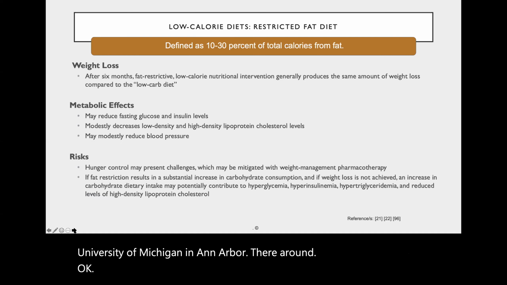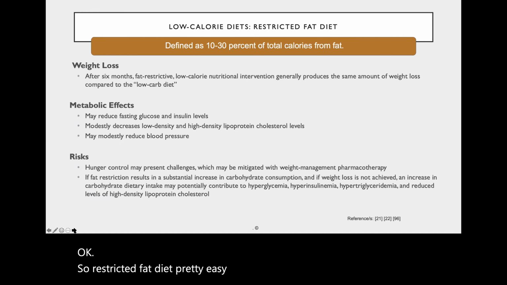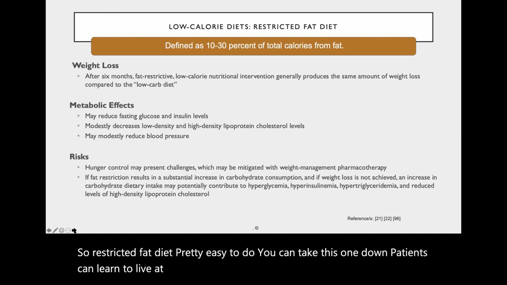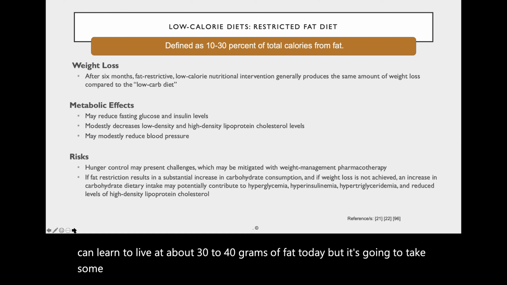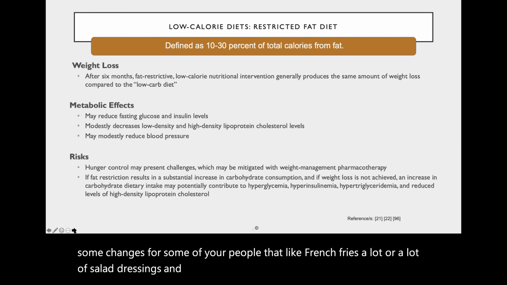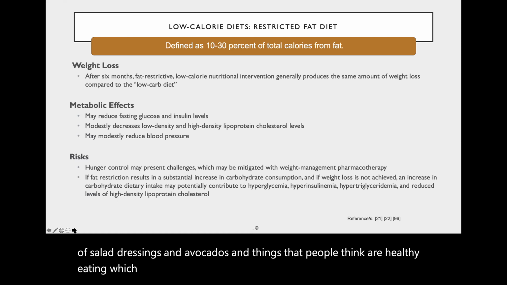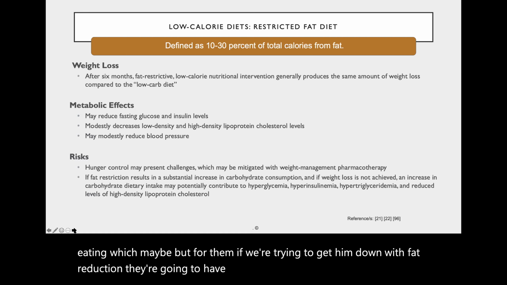So restricted fat diet, pretty easy to do. You can take this one down. Patients can learn to live at about 30 to 40 grams of fat a day, but it's going to take some changes for some of your people that like French fries a lot, or a lot of salad dressings and avocados and things that people think are healthy eating, which maybe, but for them, if we're trying to get them down with fat reduction, they're going to have to make some changes here.